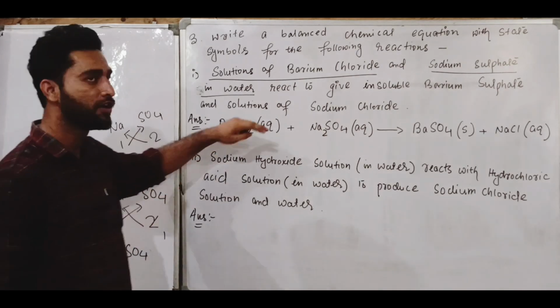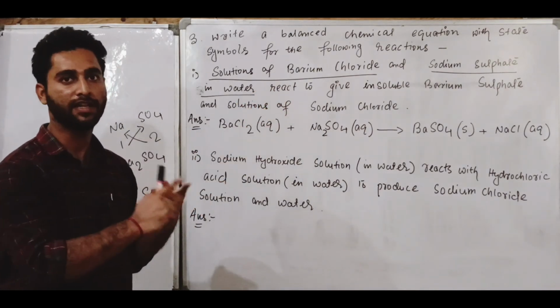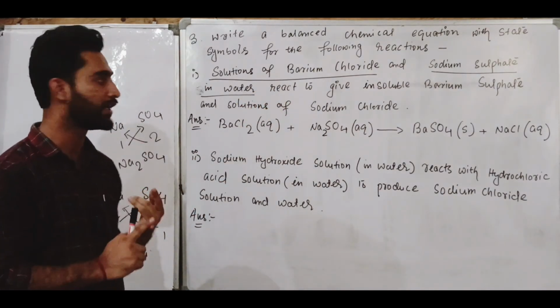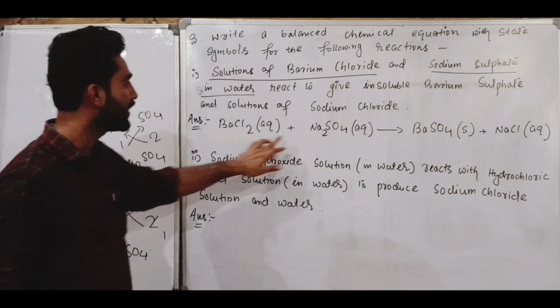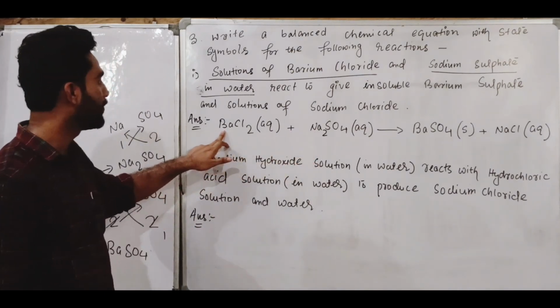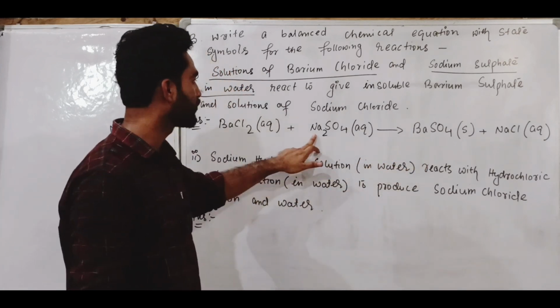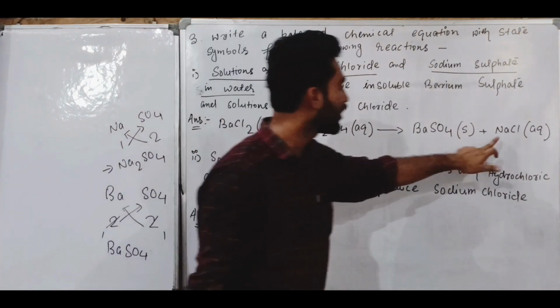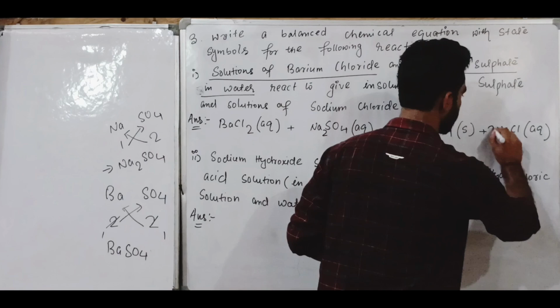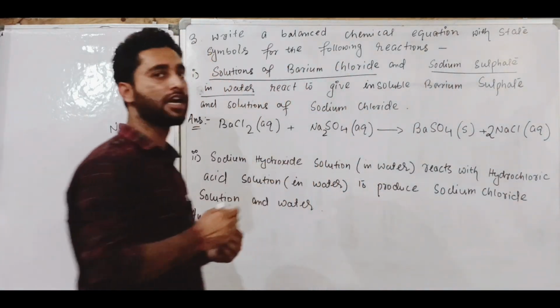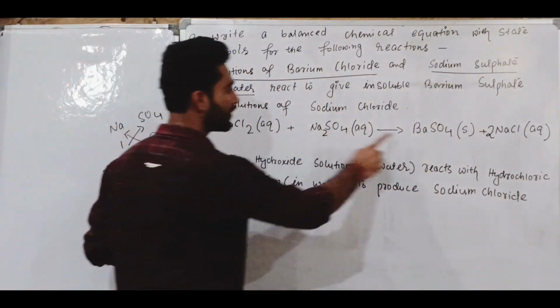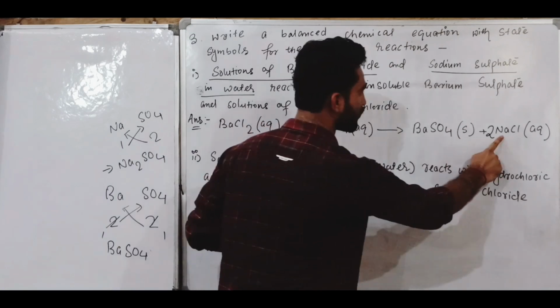Now check. Already a trick I told. First metal, then non-metal, then oxygen, and then hydrogen. So metal, barium is the metal and sodium is the metal. Here barium how many? 1. Here barium how many? 1. That means barium is balanced. Now sodium. Sodium how many here? 2. Here how many? 1. So here put 2. Now again start from the beginning. Barium 1, barium 1. Sodium 2, sodium 2.